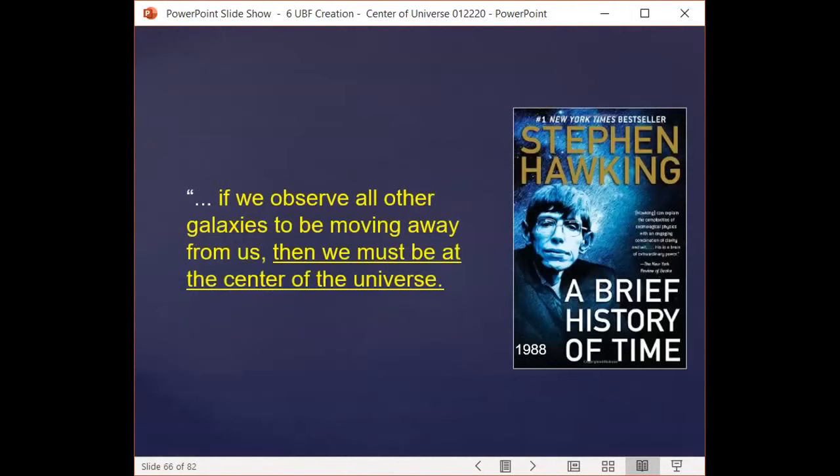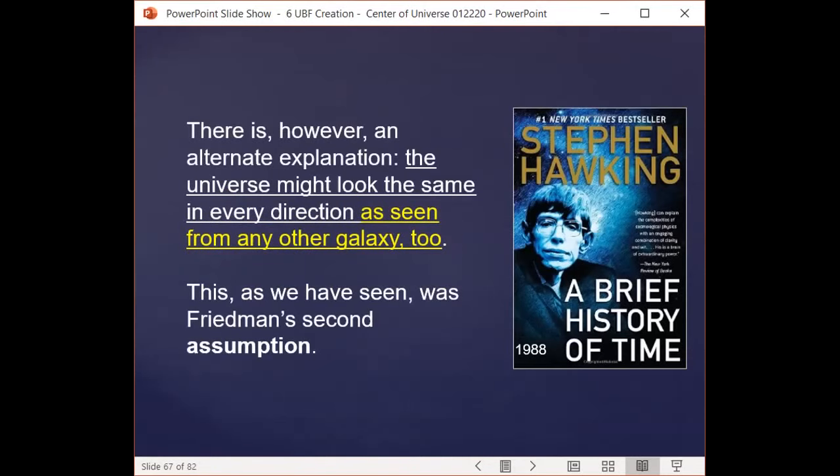Yes, however, again, as Stephen Hawking said, there is another way of explaining it. There is an alternate explanation: if you assume, again, this is an assumption, that the universe might look the same in every direction as seen from any other galaxy too, then we don't need to worry about this centricity because space-time itself expands. Then we can explain everything. If we are the center of the universe, what is the implication of that? The implication is that, as in this slide, the universe might look the same in every direction.